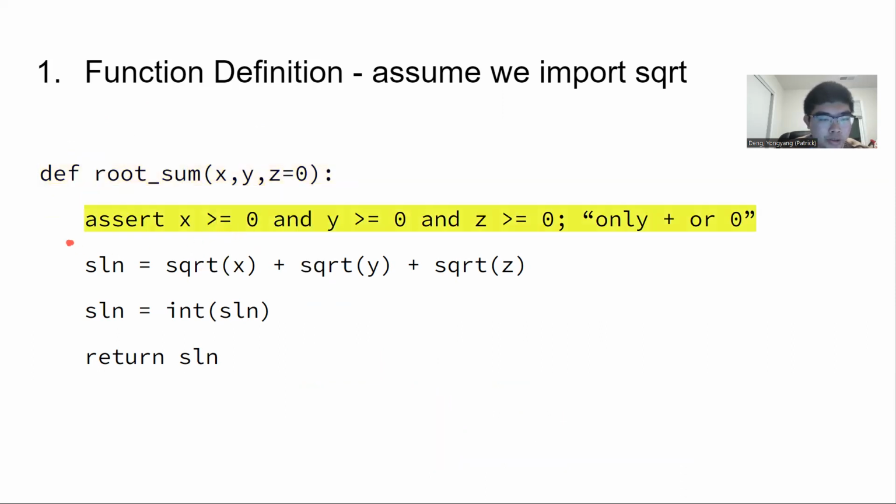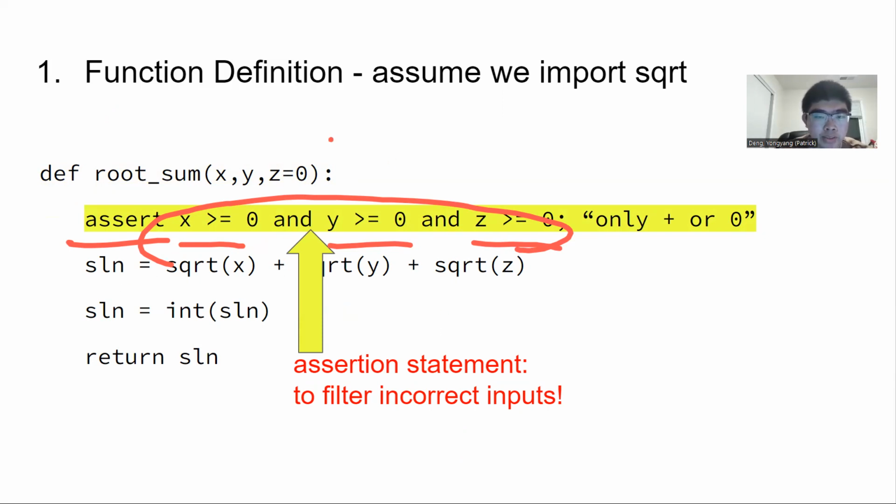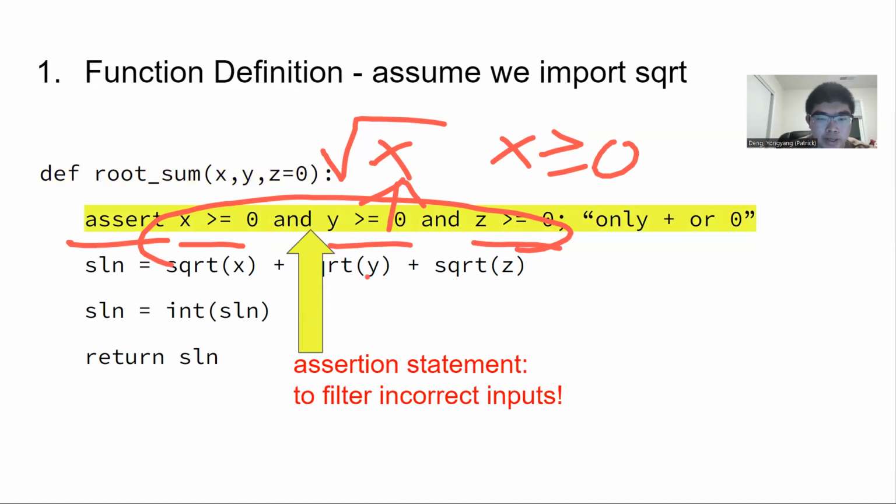The next line is called assert. Assert means you filter out incorrect inputs. For example, I have x greater or equal to 0, y greater or equal to 0, and z equal or greater than 0. These are the conditions on the function inputs that we require. As we all know, in the square root, the value inside must be greater or equal to 0. If you put a negative number inside, it will cause an error. That's why we have to filter that.